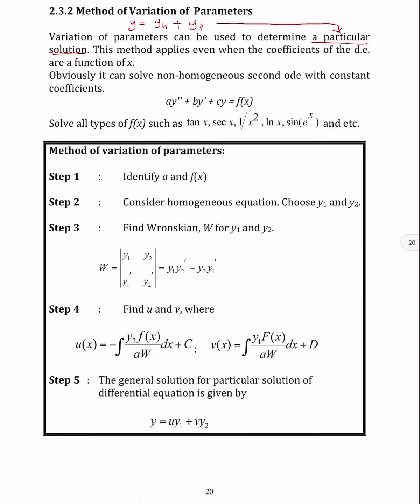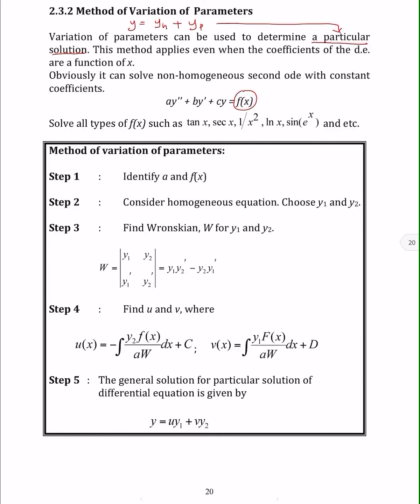This method applies when the coefficients of the differential equation are functions of x, which is this one. This is what we want to find. Obviously, it can also solve a non-homogeneous second order equation with constant coefficients. So why do we have this method of variation of parameters?